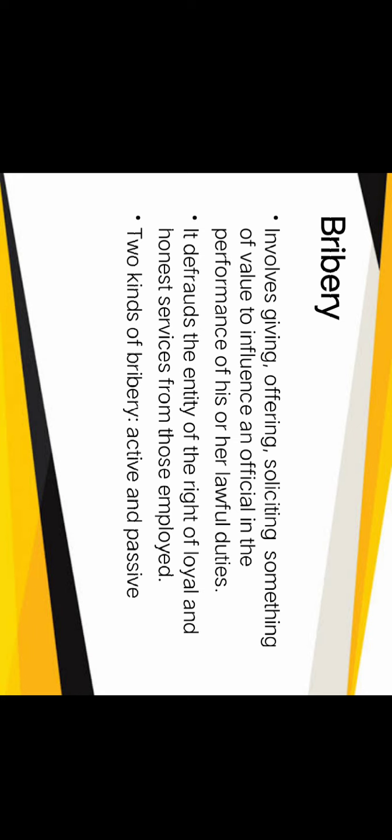There are 2 kinds of bribery which are active and passive. Active bribery is when a person offers, promises, or gives a bribe.